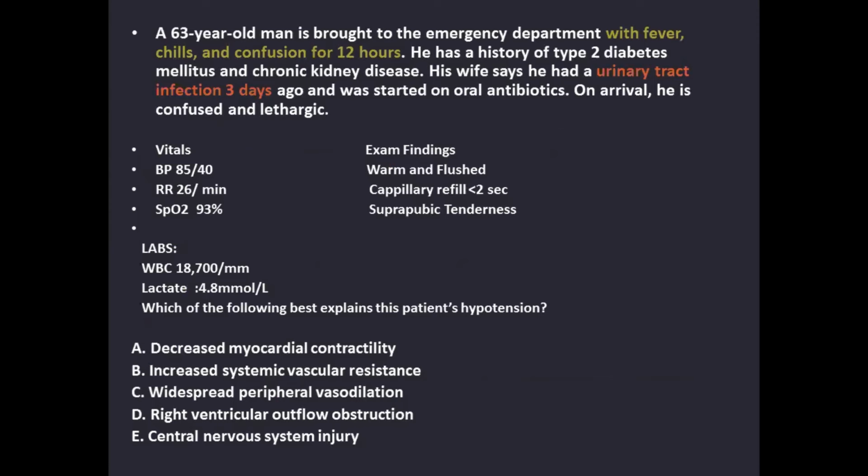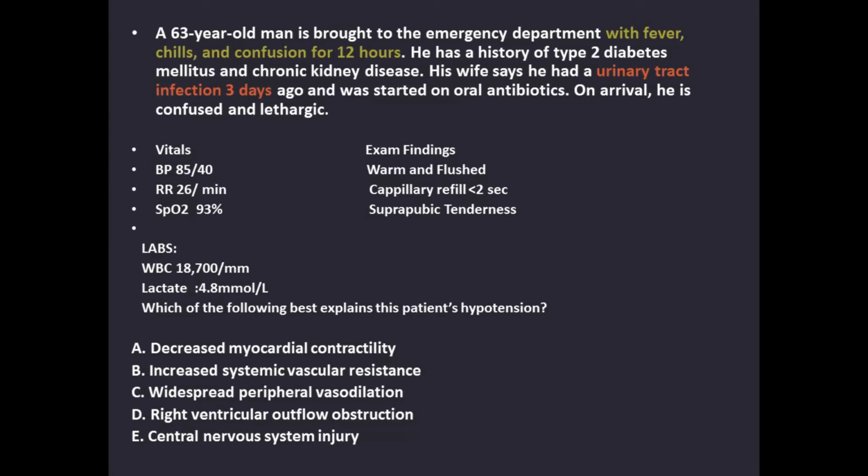Now, moving towards a scenario: a 63-year-old is brought to the emergency department with fever. Again, focus on the highlighted points. With fever, chills, and confusion for 12 hours. He has type 2 diabetes mellitus and chronic kidney disease. His wife says that he had a UTI 3 days ago and was started on oral antibiotics. On arrival, he is confused and lethargic. Vitals are 85 by 40, respiratory rate is 26, saturation is 93.